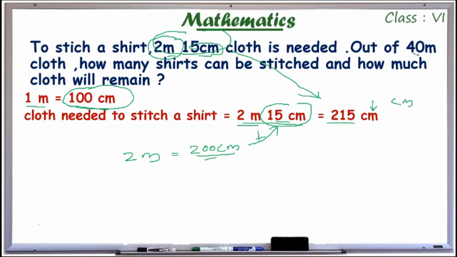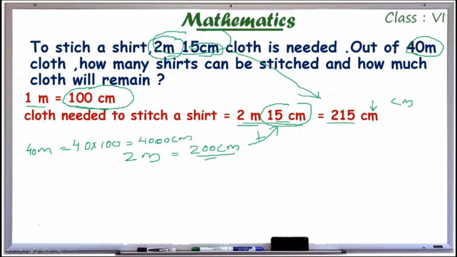And also this 40 meter. How can we convert 40 meter into centimeter? 1 meter is equal to 100 centimeter. So 40 meter is equal to 40 into 100, which is equal to 4000 centimeter.